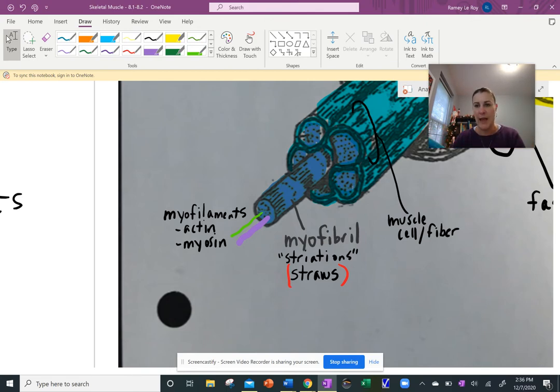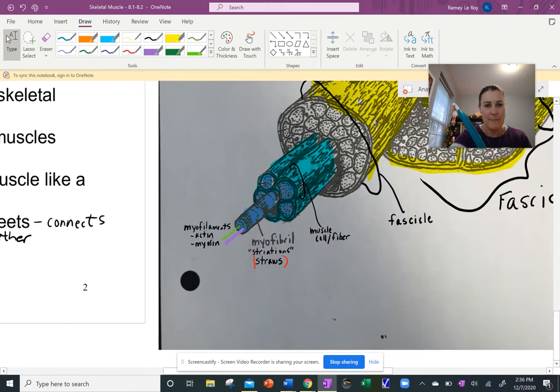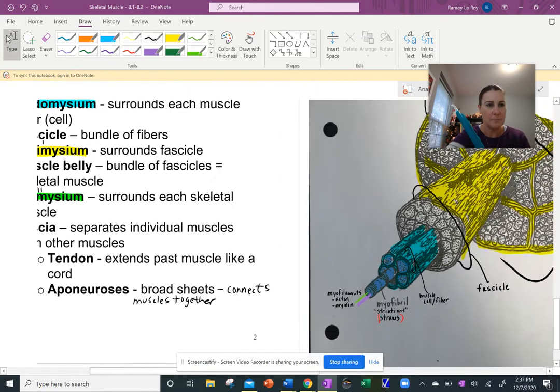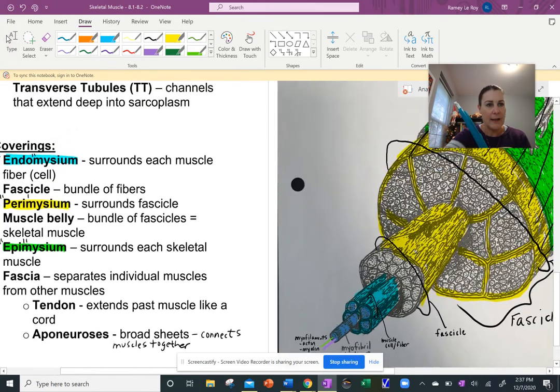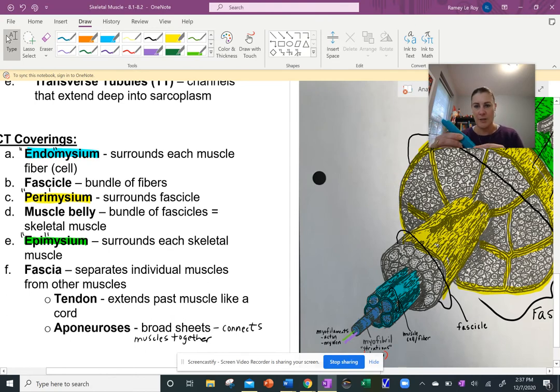So I have the endomysium, and if you're wondering where I'm at, this is color-coded here. My endomysium is a tissue that surrounds each cell. So here I have a single cell, and I'm not including the organelles. I'm not including the sarcoplasmic reticulum or the sarcolemma, all that stuff.